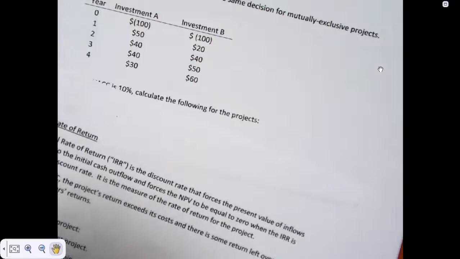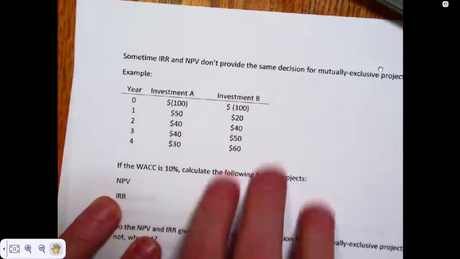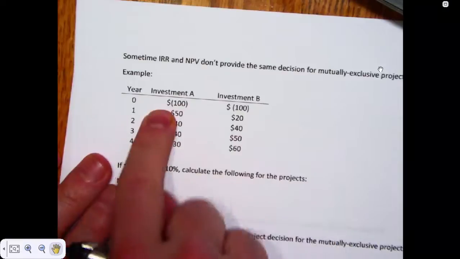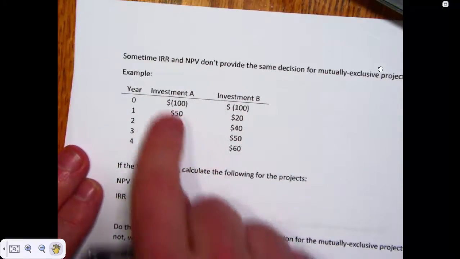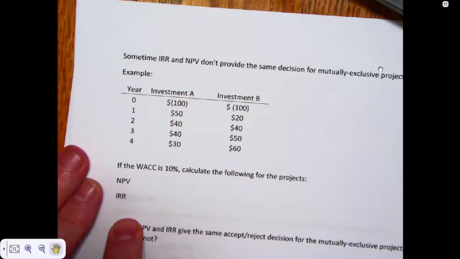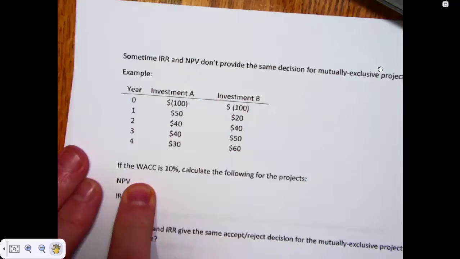Right. So sometimes NPV and IRR don't provide the same decision for mutually exclusive projects. So we have two projects here, investment A and investment B. What I'm going to do, and what I'd like you to do, is calculate the NPV and IRR for both of the investments. The weighted average cost of capital is 10%.